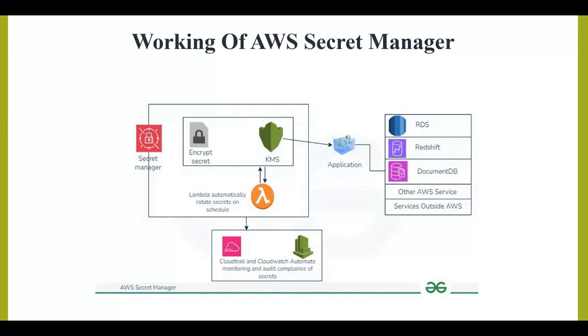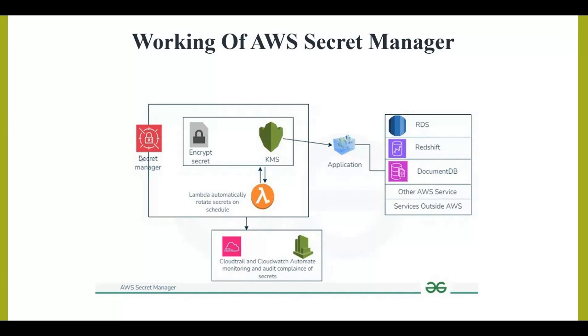Here we can see that when we use the Secret Manager, our keys are encrypted by KMS, as I have already explained. Keys are encrypted using KMS to protect the text and maintain the sensitive information. Simultaneously, Lambda functions also rotate the secrets on schedules. As I told you, it can rotate the secrets safely without any code or configuration change.